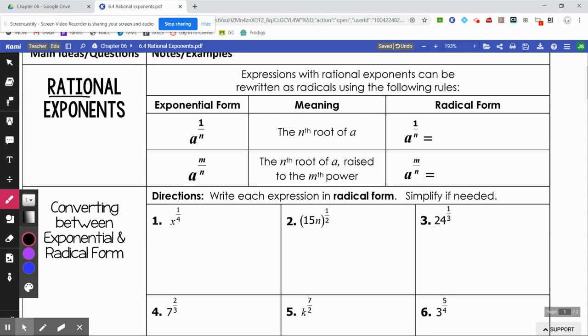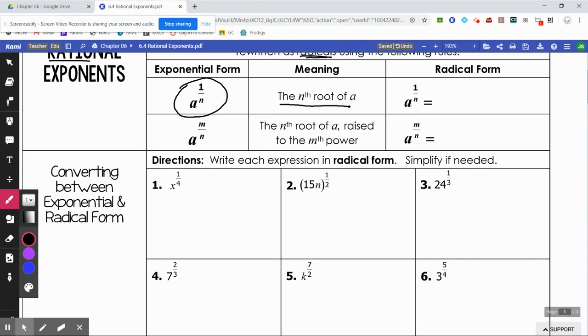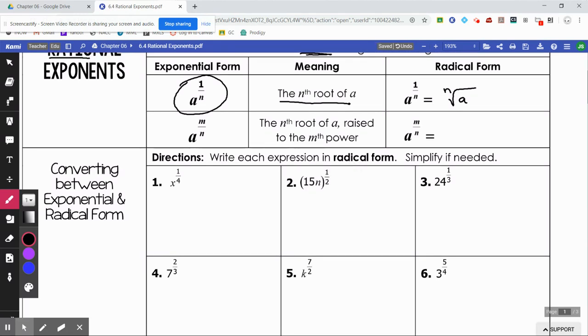Expressions with rational exponents can be rewritten as radicals using the following rules. Exponential form, a to the 1 over n power means the nth root of a. And a to the 1 over n power can be written as the nth root of a to the first power, like that. It means the exact same thing. So a to the 1/2 power would be the square root of a.